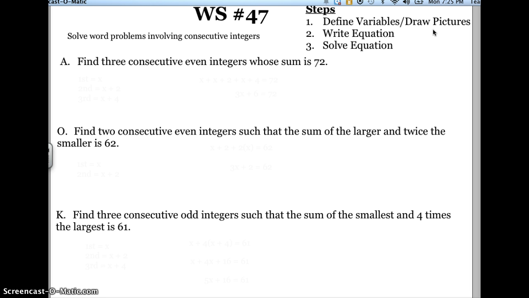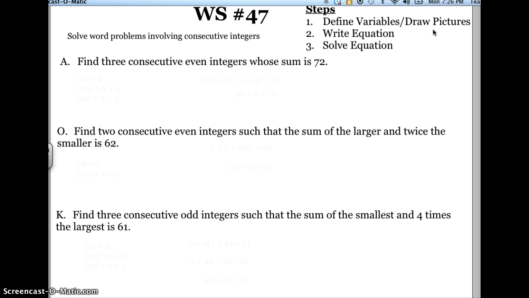Okay, let's look at the first problem. Letter A. Find three consecutive even integers whose sum is 72. Now consecutive means in a row. So if I talk about consecutive integers, they'd be like 11, 12, and 13, 17, 18, and 19, 4, 5, and 6. Those are consecutive integers. Now when I talk about consecutive even integers, that means like 10, 12, and 14, or 4, 6, and 8, or 20, 22, 24. Those are examples of consecutive even integers.